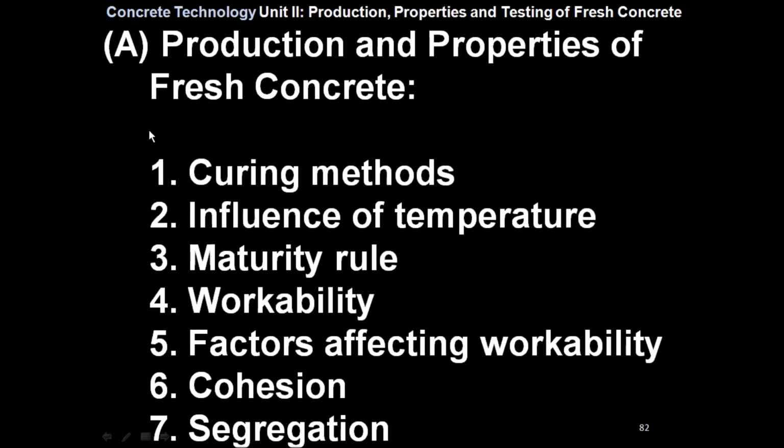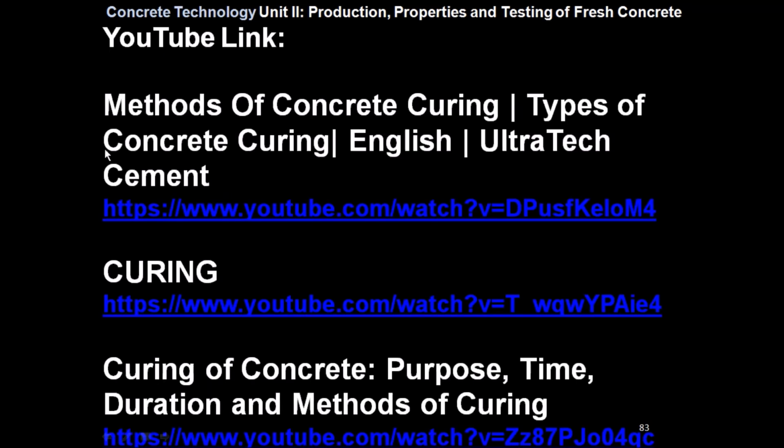So we have seen here in Part A, production and properties of fresh concrete, curing methods, influence of temperature, maturity rules, workability, factors affecting workability, cohesion and segregation. So we will see the links which are available on YouTube.